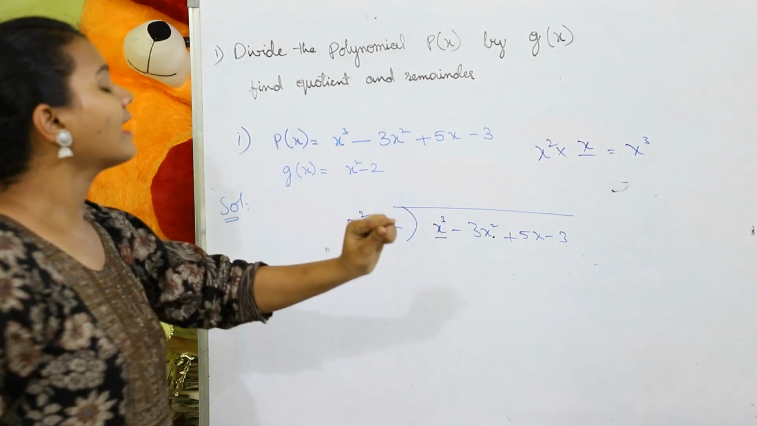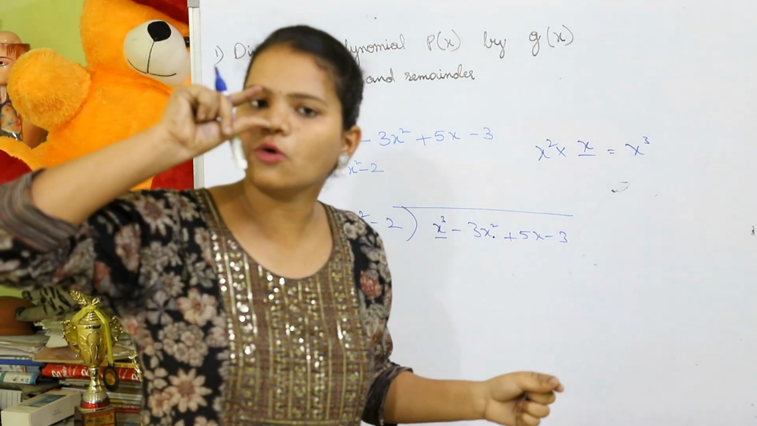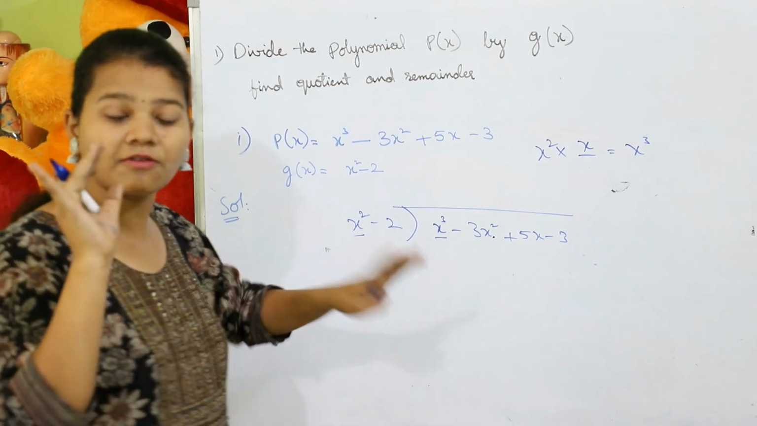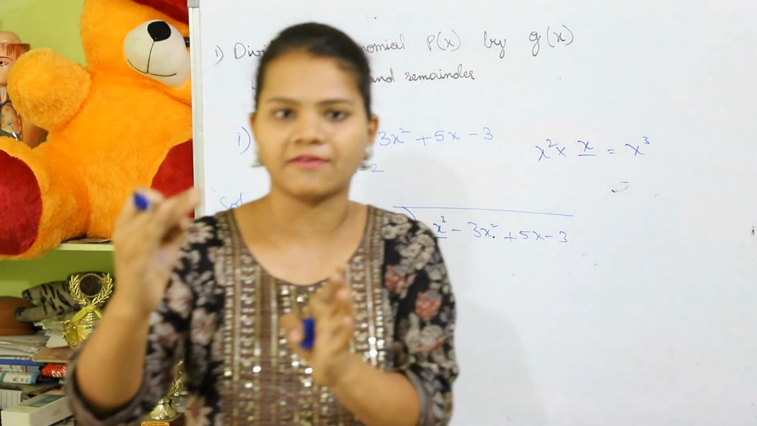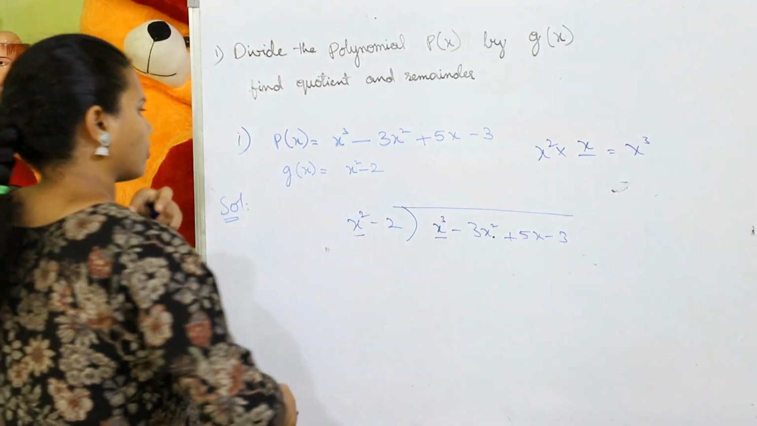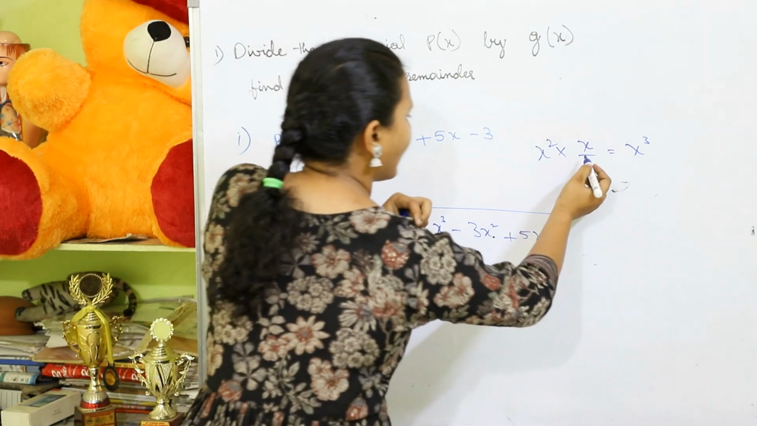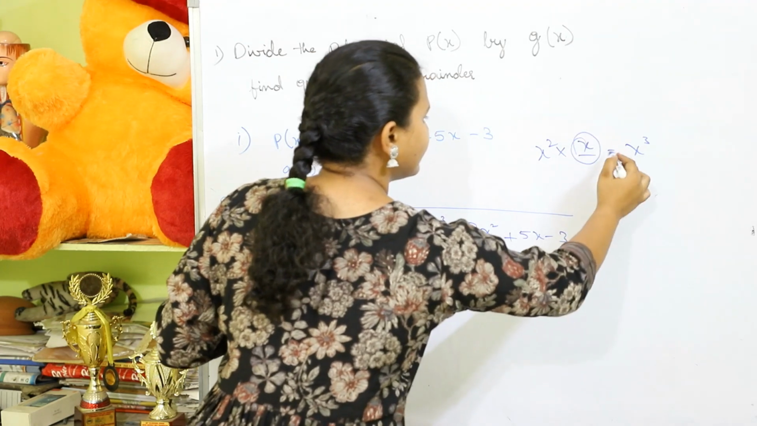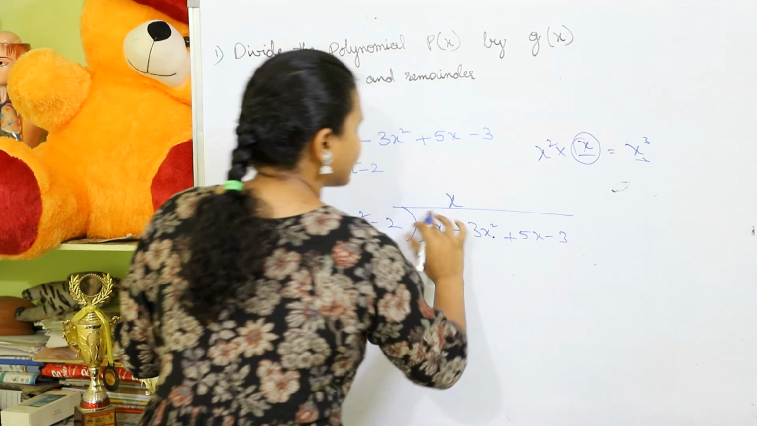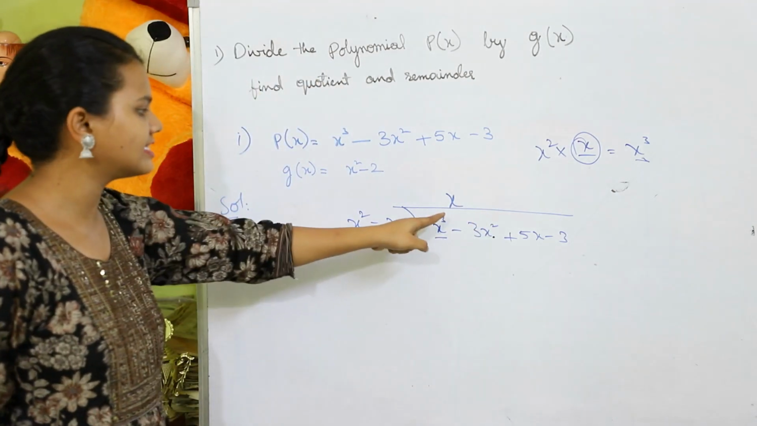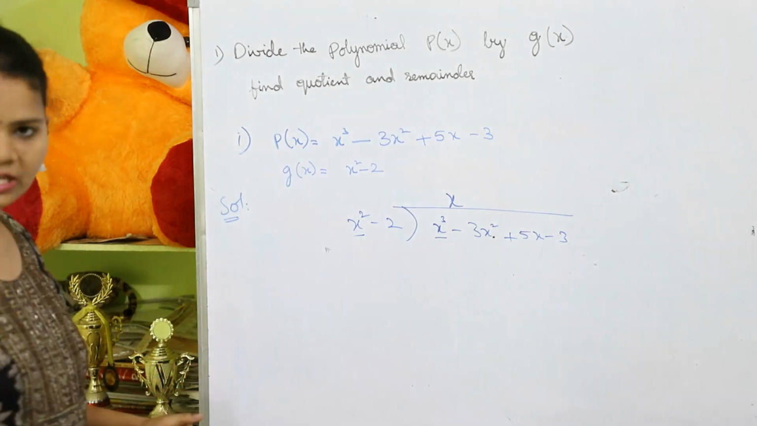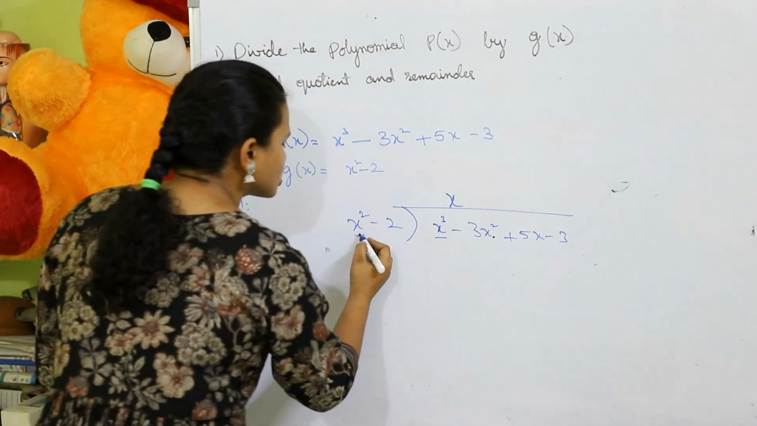Remember, while solving this type of question, firstly you consider the first term of the given polynomial. The first term should be equated, meaning the first term will be eliminated as we go on. I will show you. So if I place x, it gives me x cube. So I will write x in the quotient place. Now you multiply as we do in divisions: x square into x.